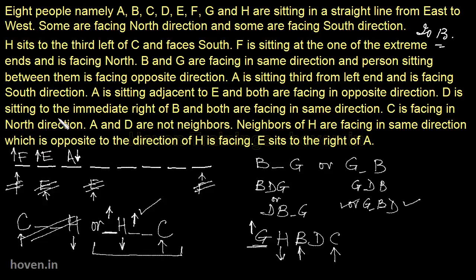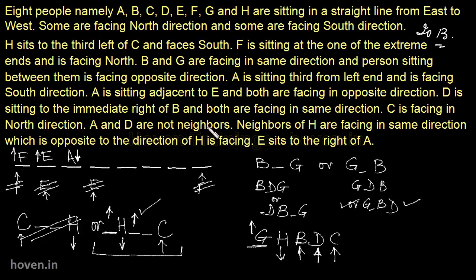D is sitting to the immediate right of B. D is to the immediate right of B. B is facing upward, so right would be D. And both are facing in same direction. So, okay, direction of D was not known, so we can now fix the direction of D as this one, because B and D are supposed to face in the same direction. C is facing in north, it's okay. A and D are not neighbors, so A is here and D is somewhere away.